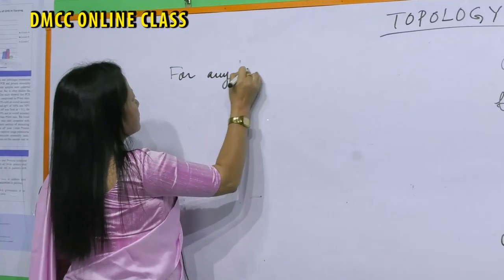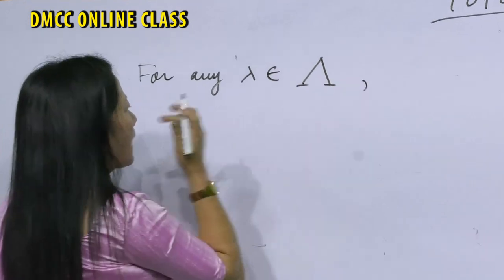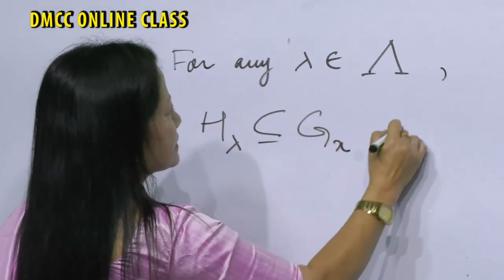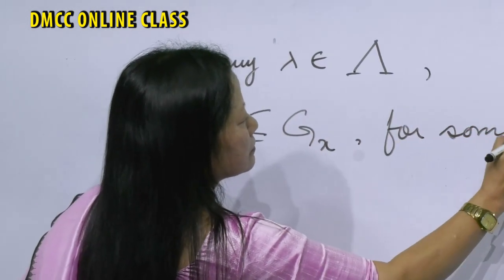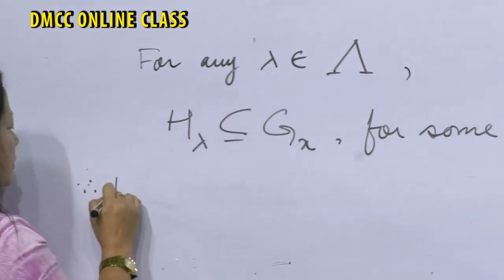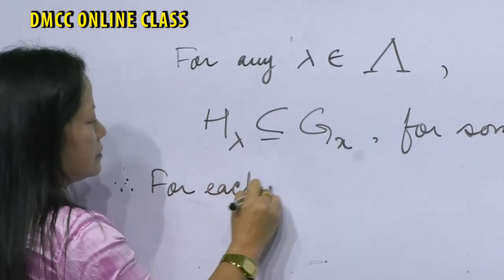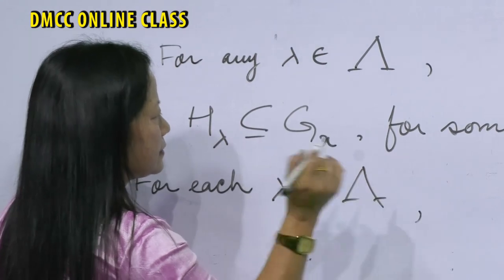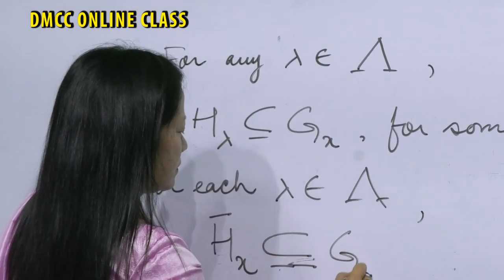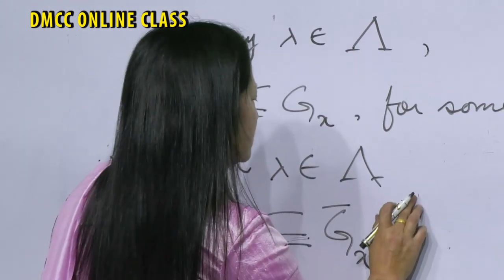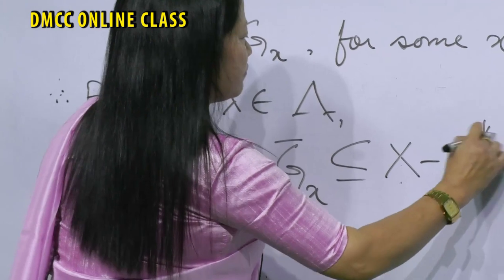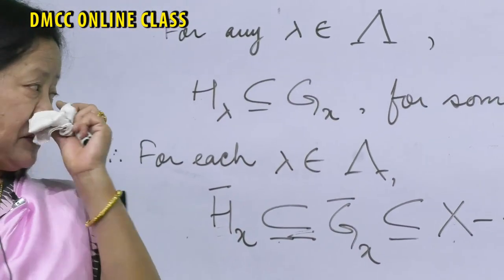For any lambda belonging to the index set, S lambda is a subset of Z x for some x belonging to Z. Therefore, for lambda belonging to the index set, S lambda bar is a subset of Z x bar, which is again a subset of X minus F star, by equation number one.